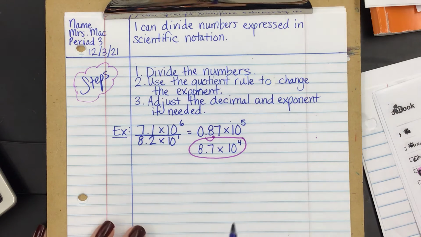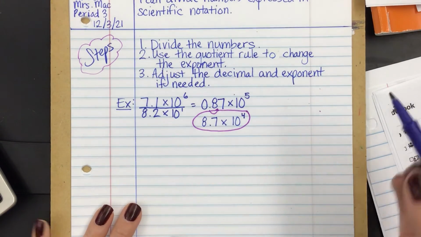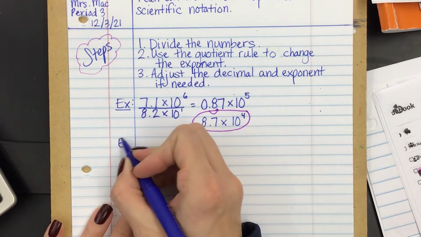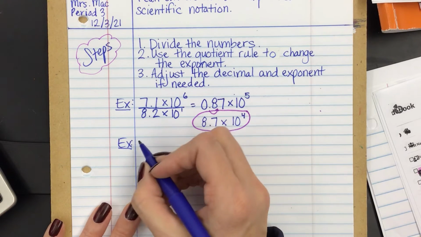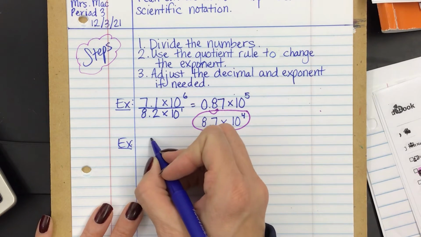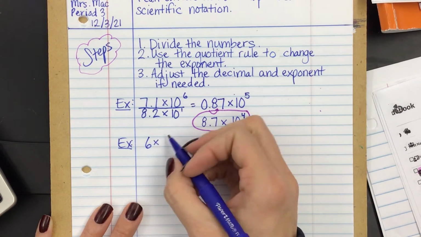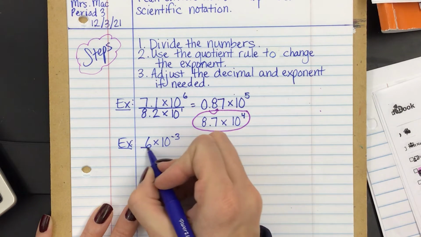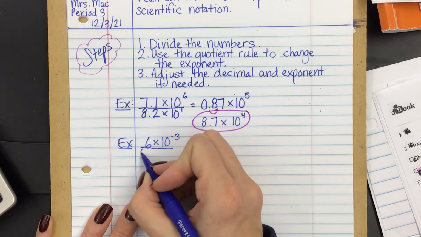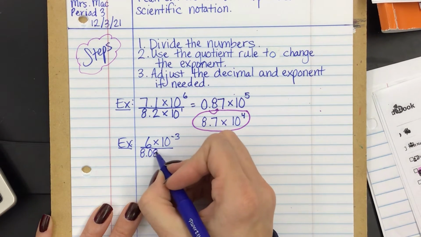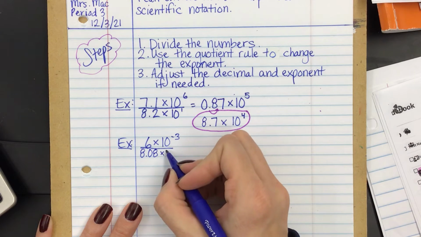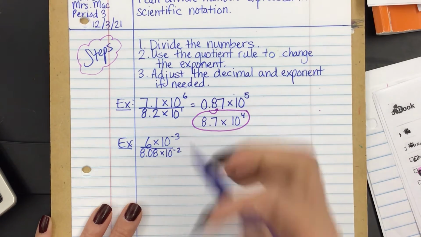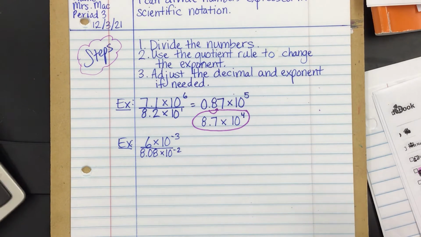All right, let's take a look at another example. I want to do one that has some negative exponents in it because that was definitely a sticking point on your last quiz. Some people got hung up on those negative exponents. Okay. All right. First step is to divide.